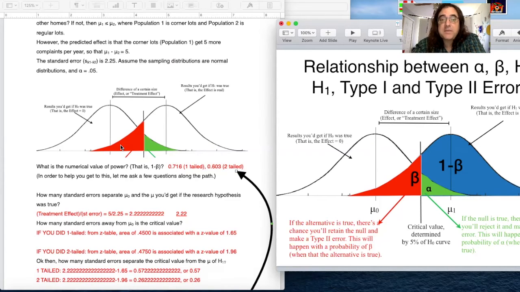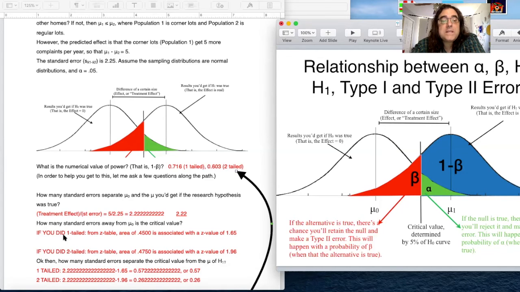Well, this is something that you don't need the treatment effect for. You don't need the alternative hypothesis for. The number of standard errors out you have to go to reach the critical value is determined completely by what is going on in your null distribution and the alpha that you have chosen.